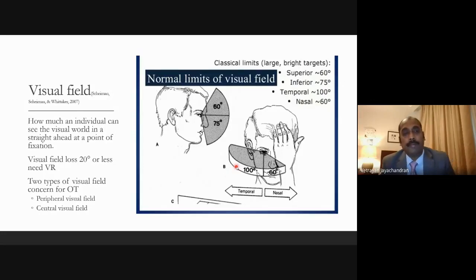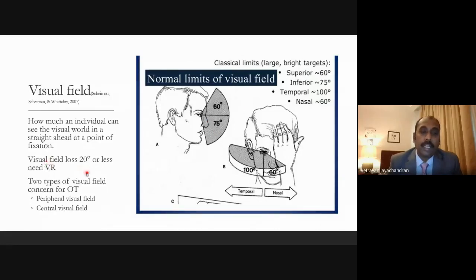So next is the visual field. The visual field is how an individual can see the visual world with the head straight at a point of fixation. And here we have the normal visual field. In the vertical aspect, superiorly you have 60 degrees, inferiorly you have 75 degrees, laterally it is 100 and medially it is 60. So the total horizontal vision ability is 160, and the vertical vision ability is 135. So these are the normal visual field limits.